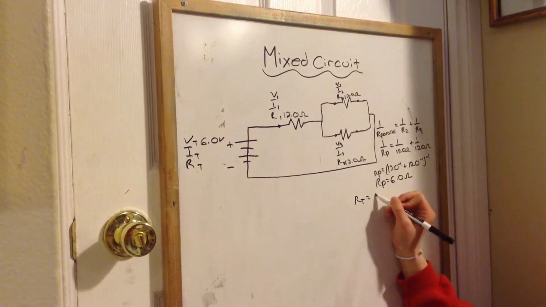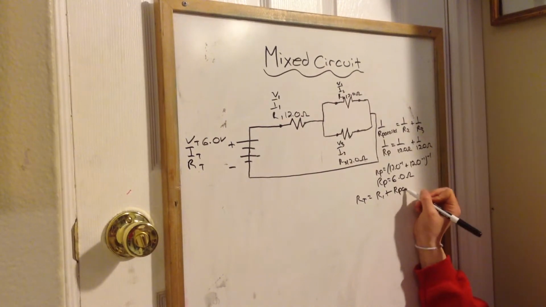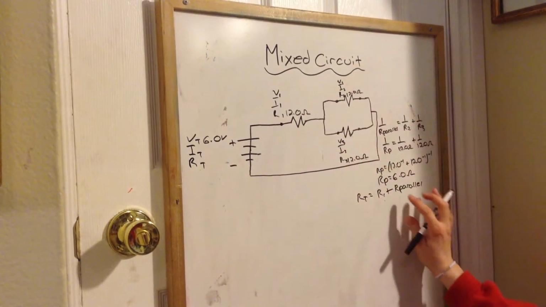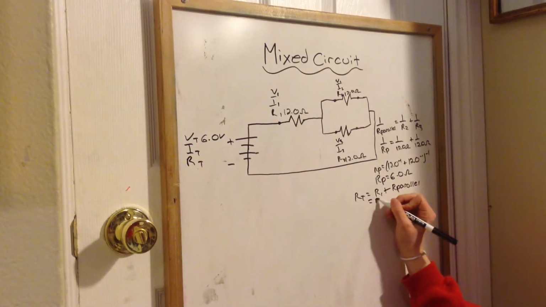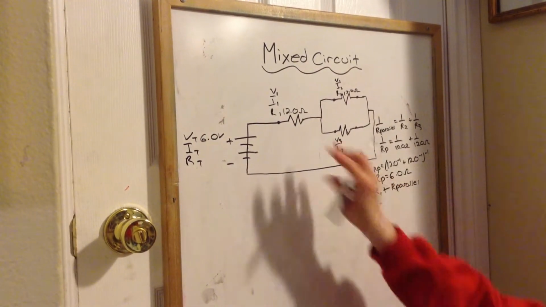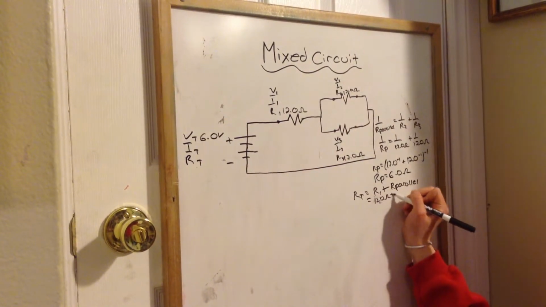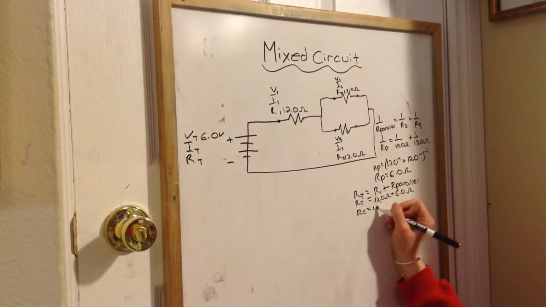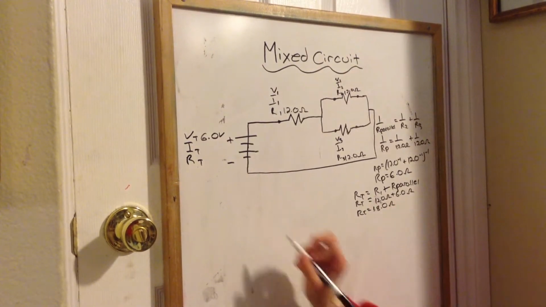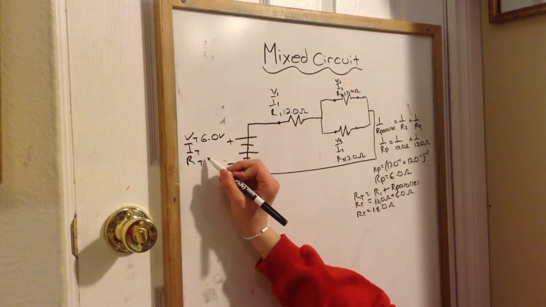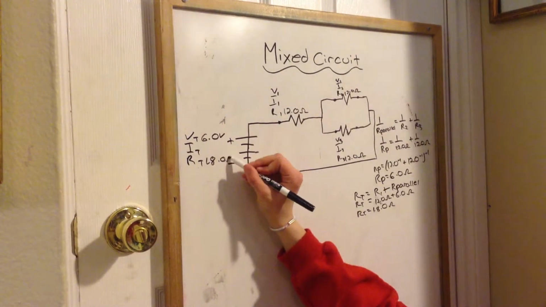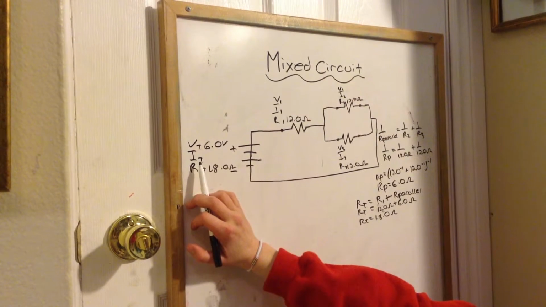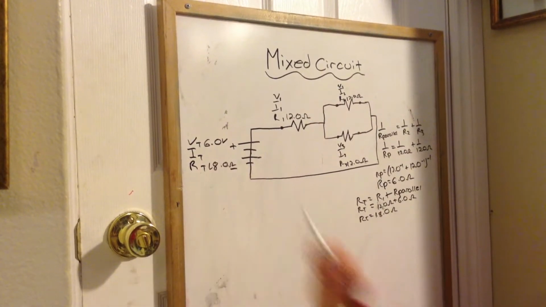Now that I have R parallel, I can solve for R total. R total equals R1 plus R parallel. R parallel is just replacing R2 and R3, which would usually be here. So R1 is 12.0 ohms plus 6.0 ohms, which will give me 18.0 ohms for my total resistance. Okay, now that I have voltage total and resistance total, I can find current total by using Ohm's law.